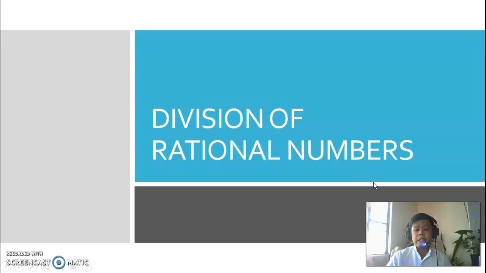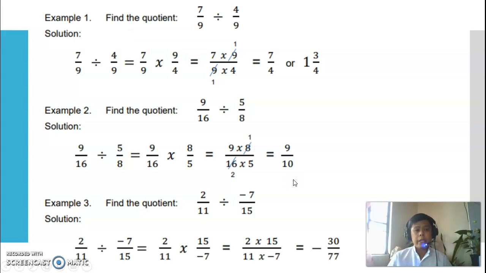Okay? Next naman, let's move on to division of rational numbers. So kanina multiplication, ngayon naman how to divide. Actually, halos magkamukha lang din sila ng konsepto, pero meron muna tayong gagawin. Okay? So let's have example number 1. Find the quotient of 7/9 divided by 4/9. Ano? So, yung 7/9, i-divide daw siya ng 4/9.